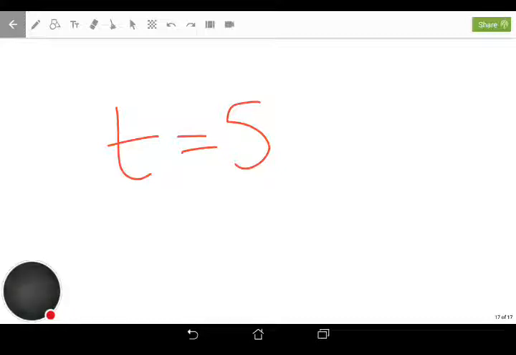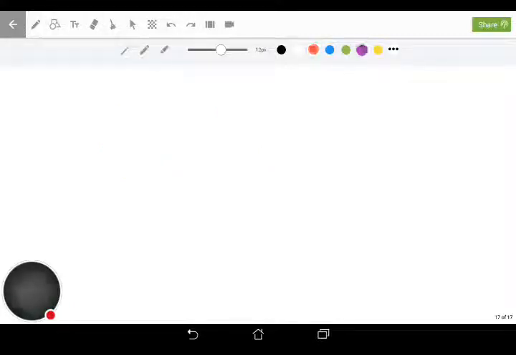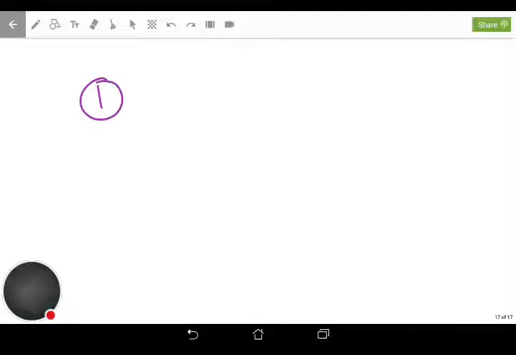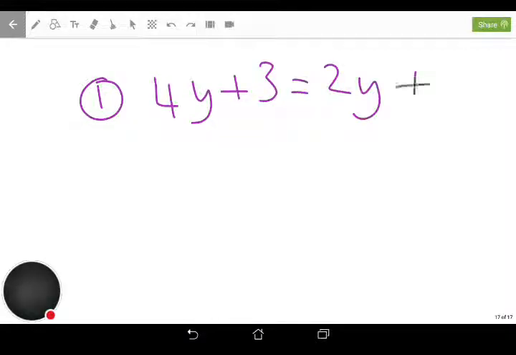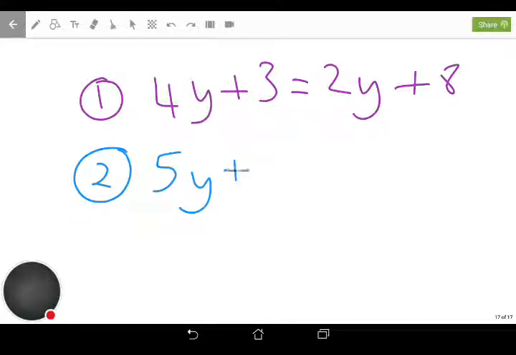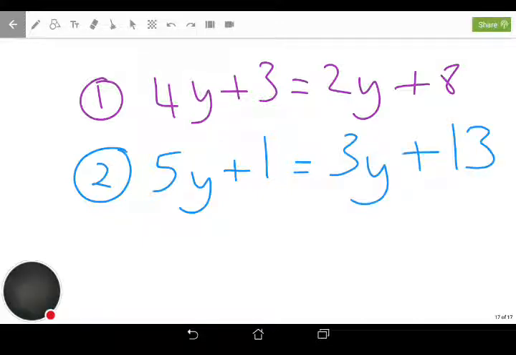What I am going to do is give some of you a chance. I'm going to put 2 examples up, and I want you to have a go at them. I will give you about 3 minutes just to run through it, and then we'll go through the answers together. So question 1, 4y plus 3 equals 2y plus 8, and question 2, you can have 5y plus 1 equals 3y plus 13. Good luck with that, guys. Just remember the steps involved and have a go at that.